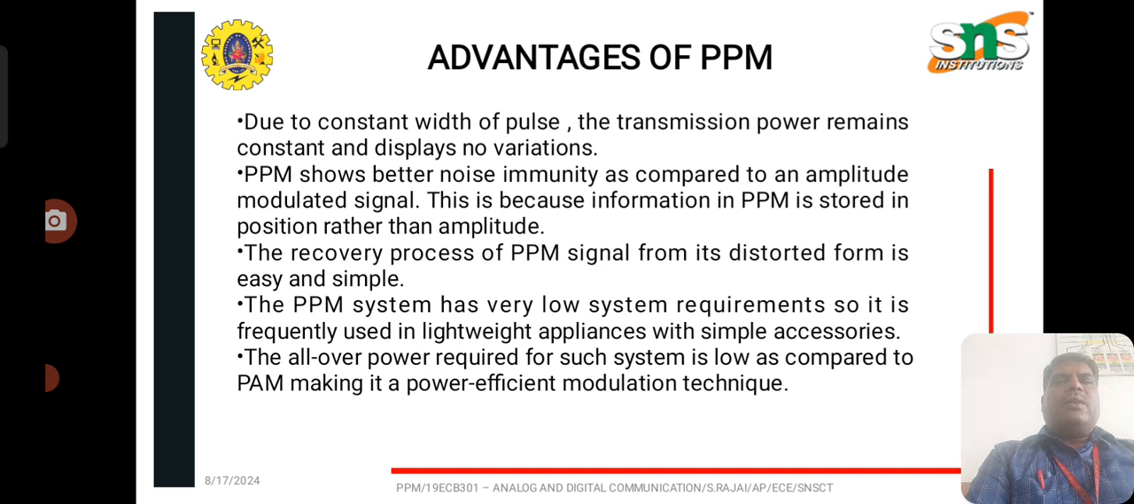Advantages of PPM. Due to constant width of pulses, the transmission power remains constant and displays no variations. PPM shows better noise immunity as compared to an amplitude modulated signal. This is because information in PPM is stored in position rather than amplitude. The recovery process of a PPM signal from its distorted form is easy and simple. The PPM system has very low system requirements, so it is frequently used in lightweight appliances with simple accessories. The overall power required for such a system is low as compared to PAM, making it a power efficient modulation technique.